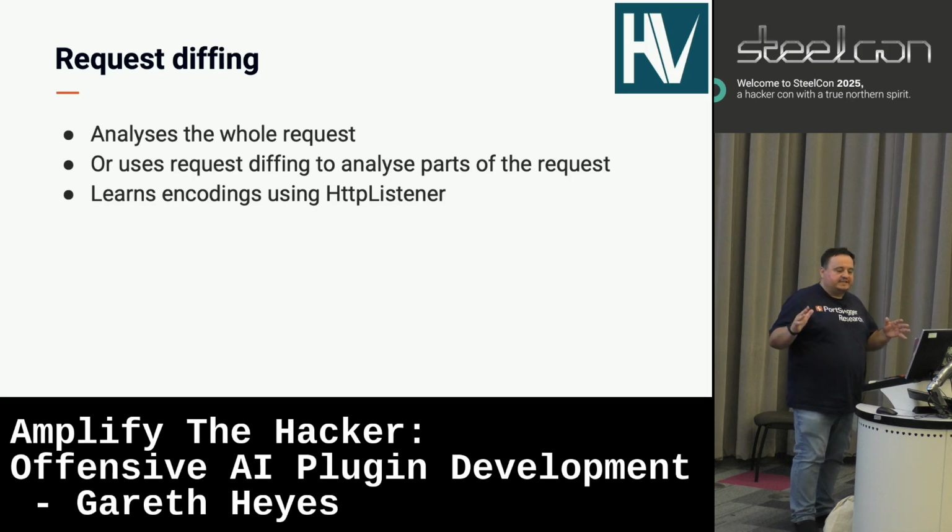Hackverter can analyze the entire request to identify the encoding used, or it can focus on specific parts instead. You can configure it to automatically detect encodings and generate relevant tags each time a certain number of requests are sent in Repeater. I use an HTTP listener combined with request diffing to detect changes, which allows me to isolate only the changes and send those to the AI.